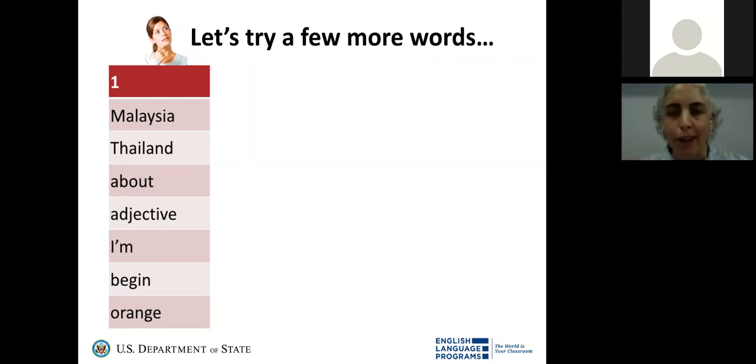How about the next word on the list? How would you clap that word? It has 2 syllables. One of them is a stressed syllable. Is it stress on the first syllable, Thailand, or is it stress on the second syllable, Thailand? So where's the stress for that second word? Thailand, Thailand.